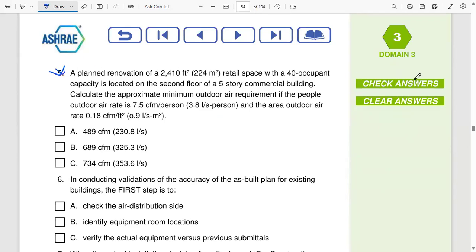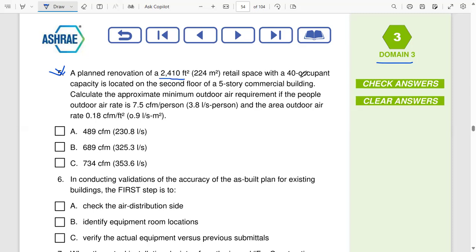Question number 5, domain number 3. What is the question? Let's understand the question first. If we understand the question, the answer should be very easy for us. A planned renovation. So there is a renovation going on, and it's a planned renovation. Here's the area. So we got the area 2,410 square feet.